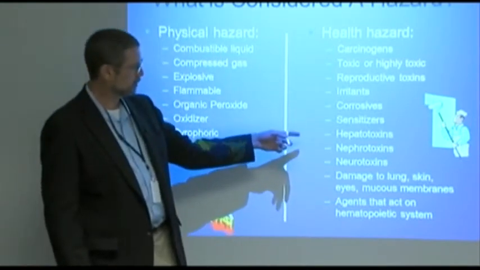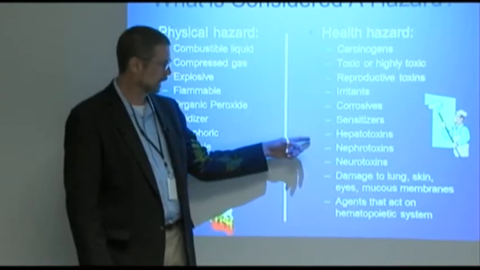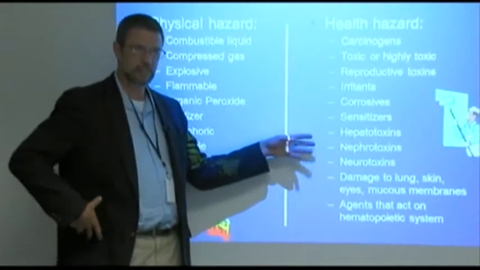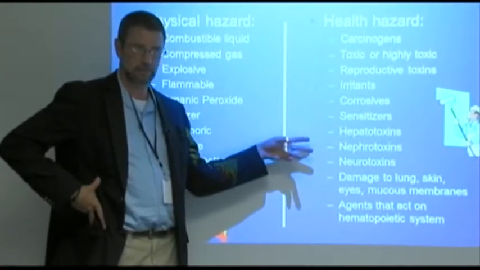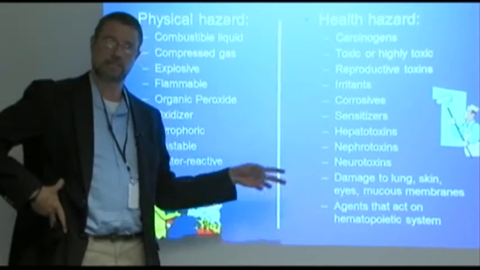We have hepatotoxins. These are chemicals that cause damage to the liver, like carbon tetrachloride, which makes sense to us. The kidney and the liver, because of their function in the body, are often the targets of toxic chemicals.